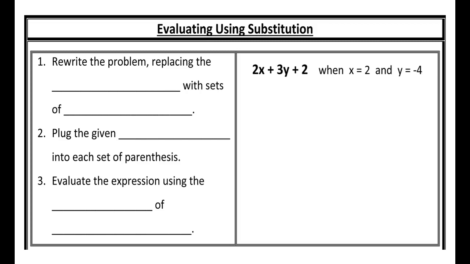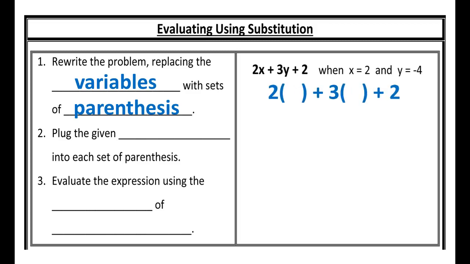In order to evaluate an algebraic expression, we need to simplify and then use substitution. So I'm going to rewrite the problem, replacing all variables with sets of parentheses. So for example, I have 2x plus 3y plus 2. x and y I'm going to replace with parentheses. This way I know exactly where to substitute in the given values.